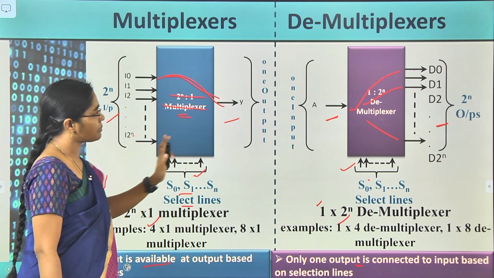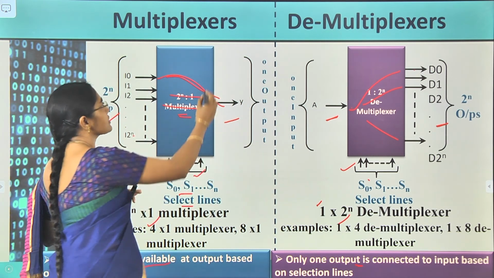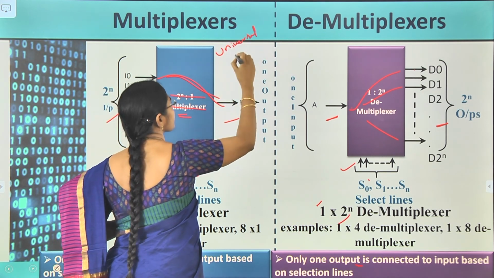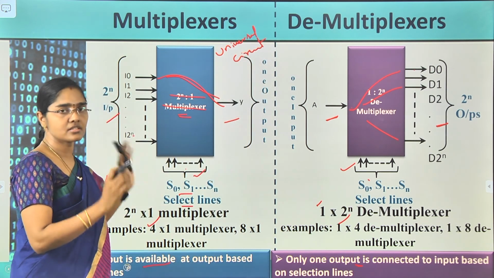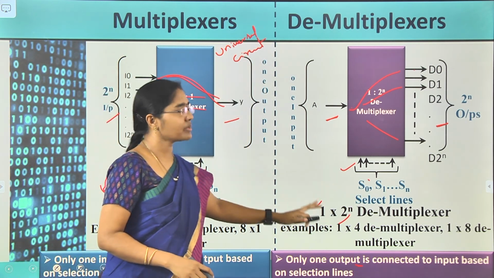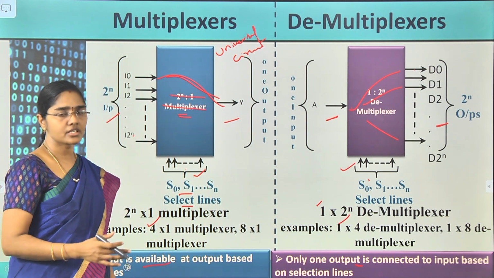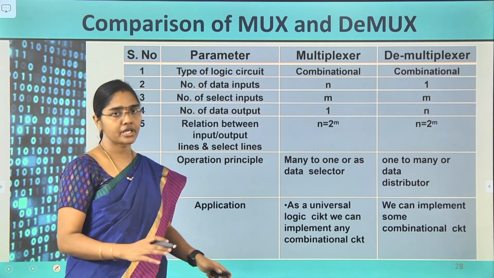And what is the application of the multiplexer and demultiplexer? The multiplexer can be used as a universal circuit. It means anything can be implemented using a multiplexer, and demultiplexers can be used for some applications where data distribution is required. So this is the comparison part.